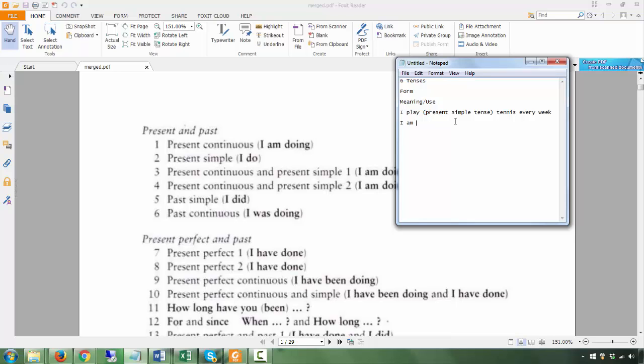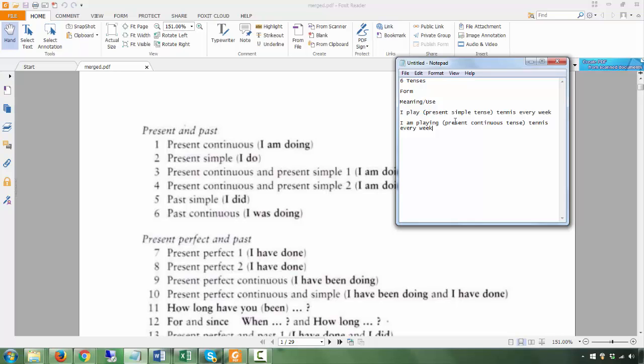If you were to use "I am playing tennis," you are using the verb play, but in the present continuous tense. And can you say "I am playing tennis every week"? No, you don't say that. When you use the present continuous tense, you are in the middle of an action, probably you're doing it now. So, "I am playing tennis."